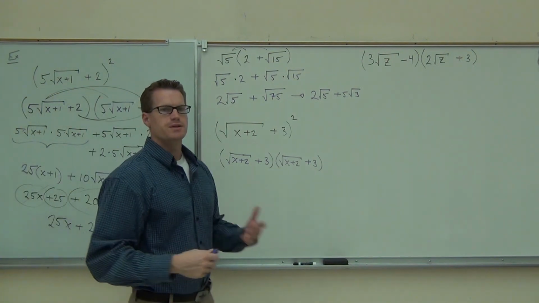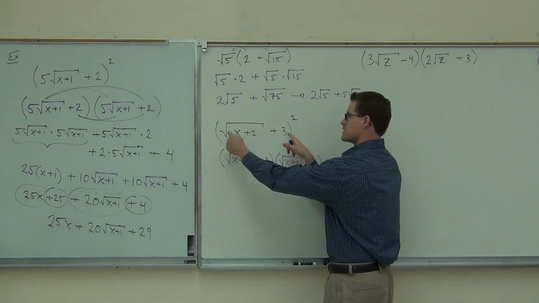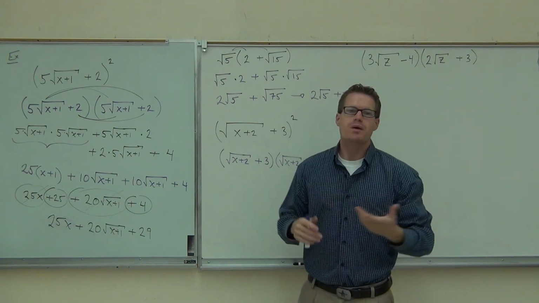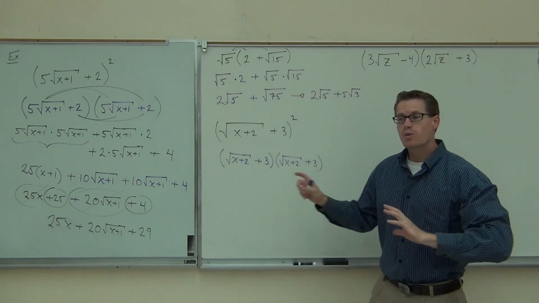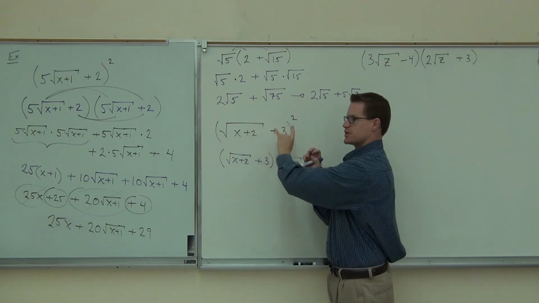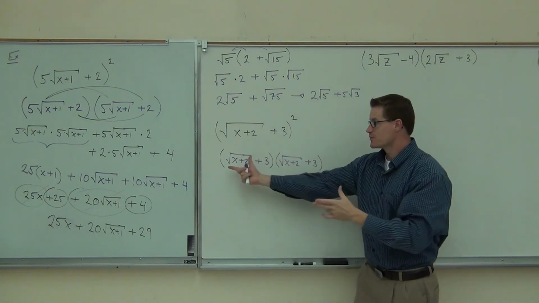When I say write out the distribution, the first step that we need to be shown is that this actually means this times itself. That's what we mean to do. And that's why we actually have to distribute. There's no way that an exponent can be distributed across addition. That doesn't work. That's not one of our rules. So what we have to do on this is actually FOIL this.